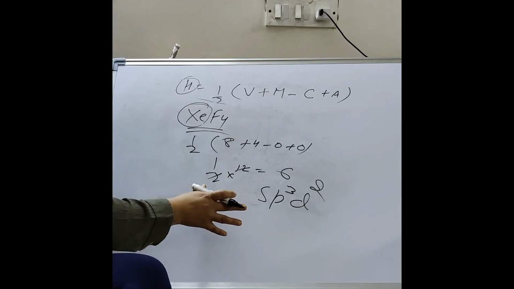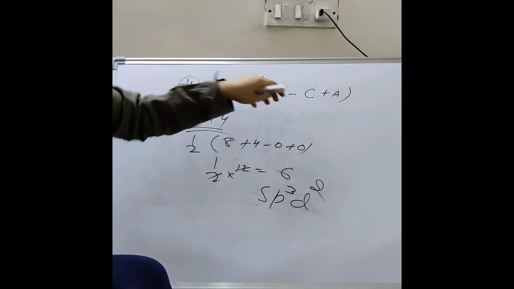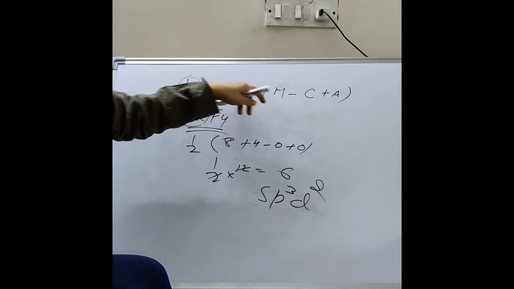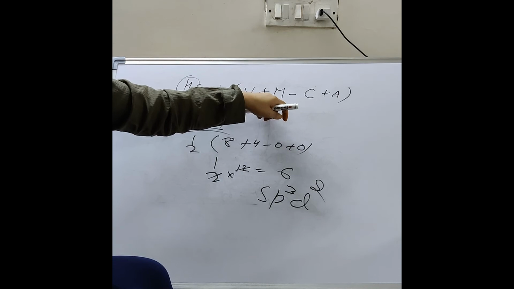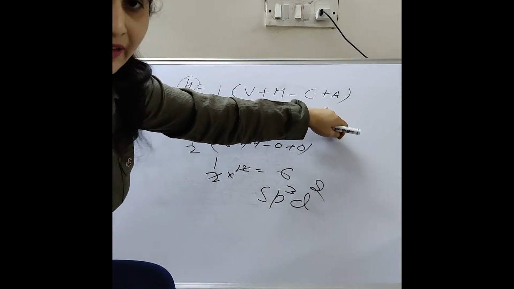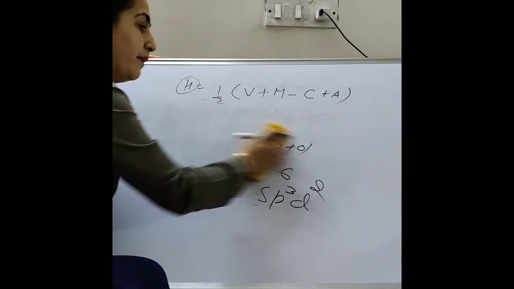So this is a quick method, because in the exam most of the questions ask what the hybridization is, and at that time we cannot think of anything else. We need a shortcut formula to calculate. So this is half into monovalent atoms, half into valence electrons plus monovalent atoms minus cation plus anion. Just remember this and you can find any hybridization.